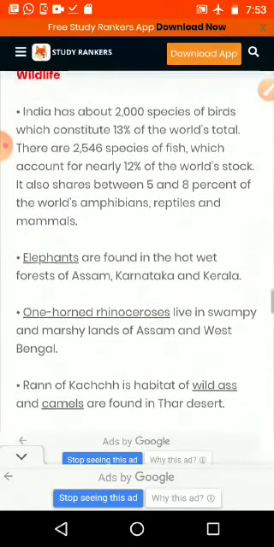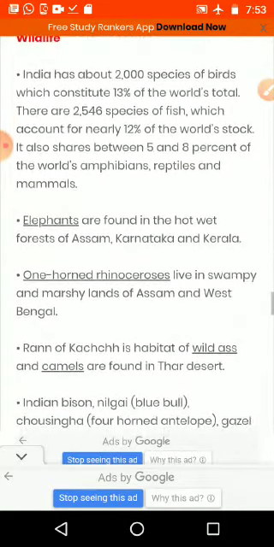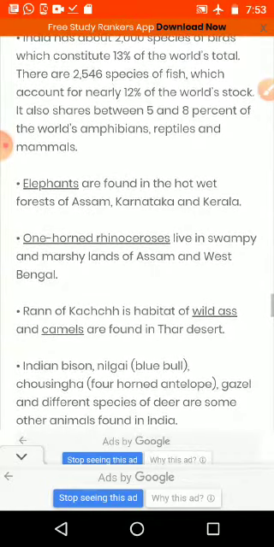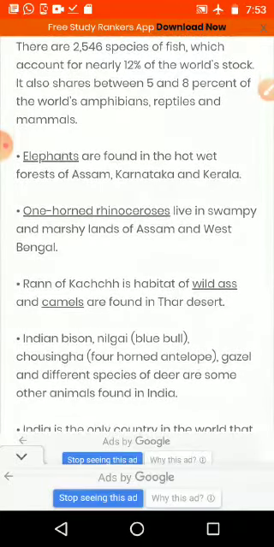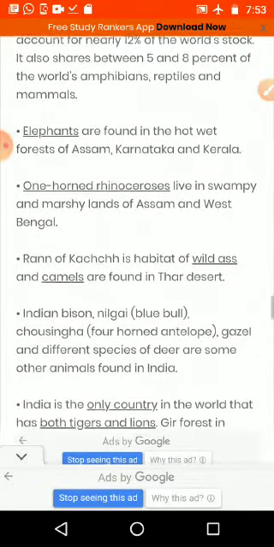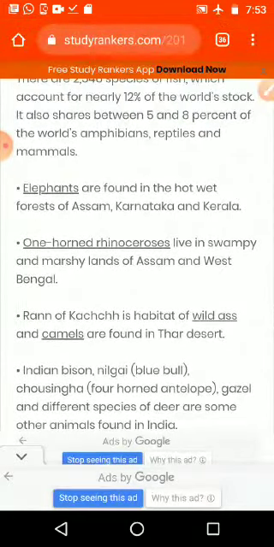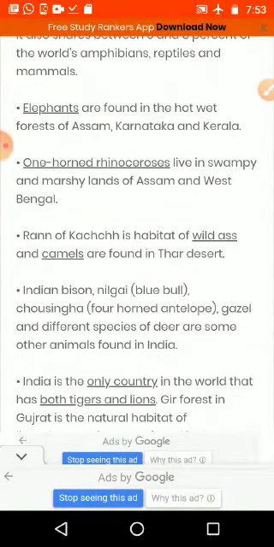Next one, wildlife. India has about 2,000 species of birds, which constitute 30% of the world's total. There are 2,546 species of fish, which account for nearly 12% of the world's stock. It also shares between 5 and 8% of the world's amphibians, reptiles and mammals. Elephants are found in the hot, wet forests of Assam, Karnataka and Kerala.